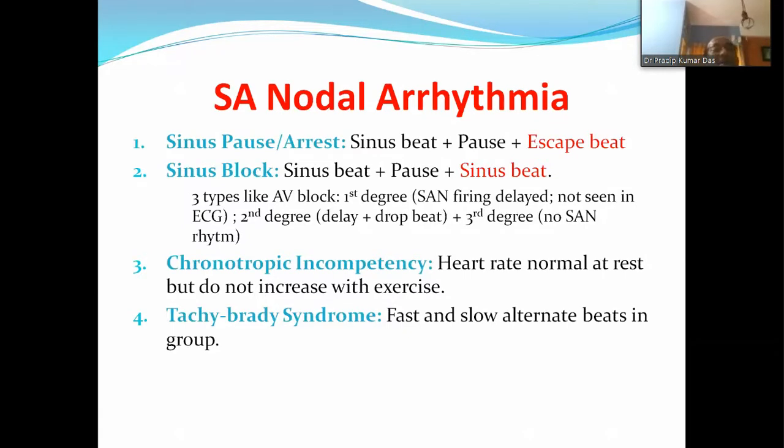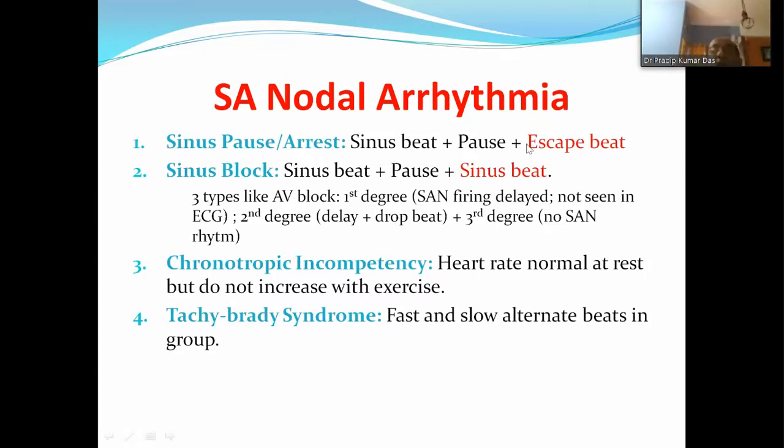In sinus nodal arrhythmia, we usually say that there are two patterns. There is sinus pause or arrest. In case of sinus pause or arrest, we find that the beat is sinus, as it originates from the sinoatrial node. That is, there is a P wave and there is a long pause, and after that there is an escape beat. That is, the atria takes the responsibility for generating the beat because of failure of the sinus node. And the second variety is sinus block. Here there is a sinus beat, a pause, and again a sinus beat.